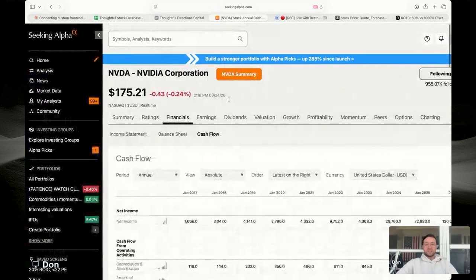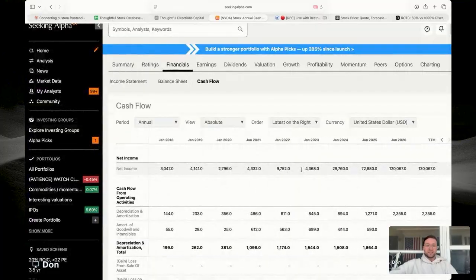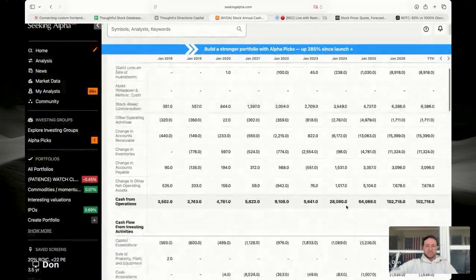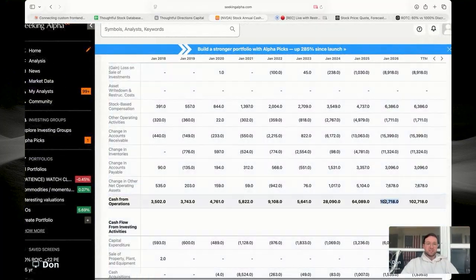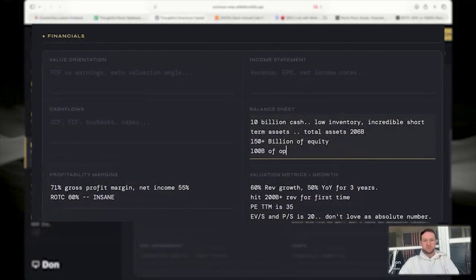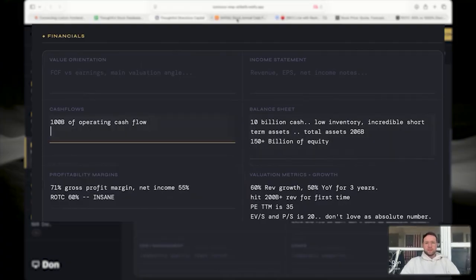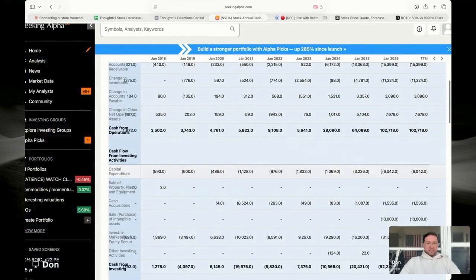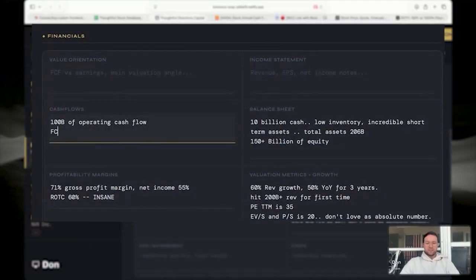All right, so all that's insane. I'm assuming their cash flow is insane. Operating cash flow, 100 billion of operating cash flow. Unbelievable. And they spend 6 of it on capex, so their free cash flow is like 95 billion.